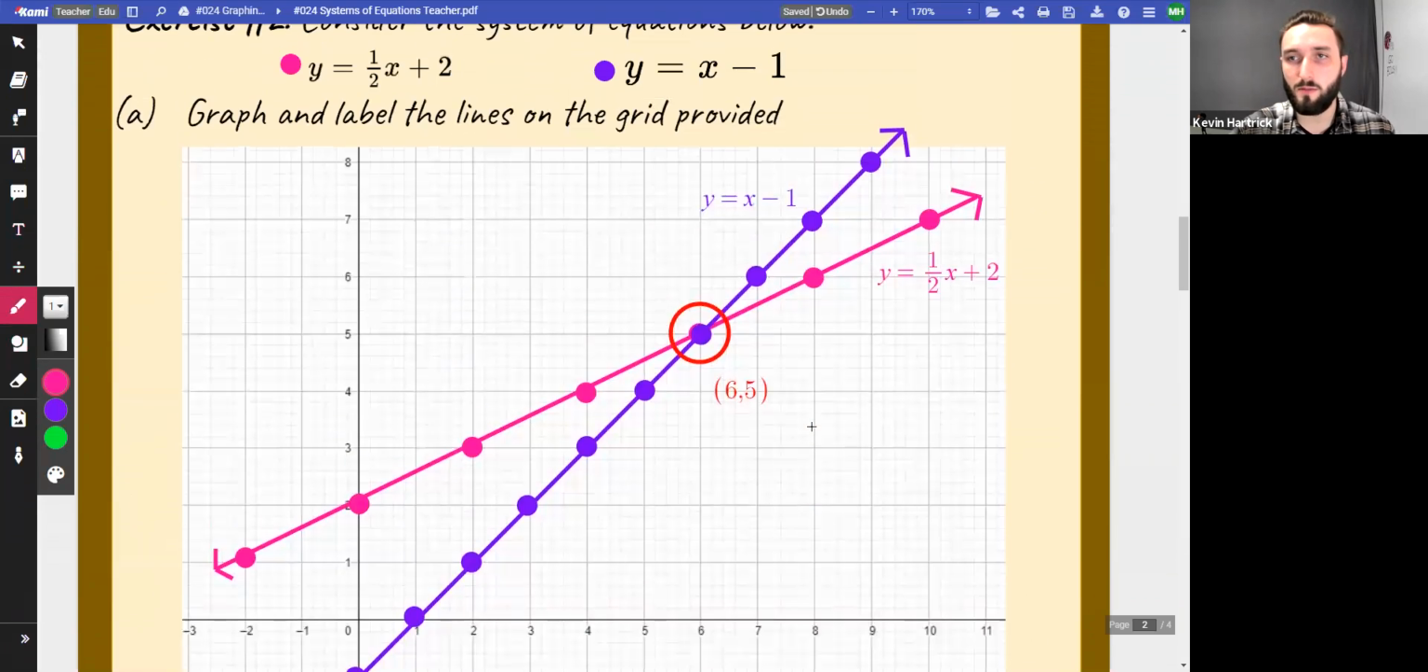Precision was the most important part with this. We graph both lines. We find where they intersect. We circle it. We label everything. We make sure we get rid of all of our guidelines. We're still putting arrows, all that good stuff.